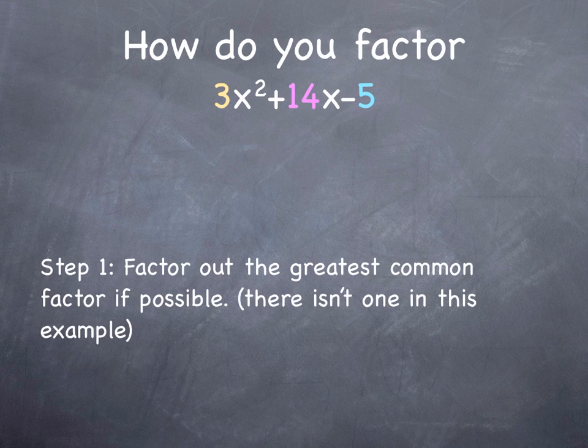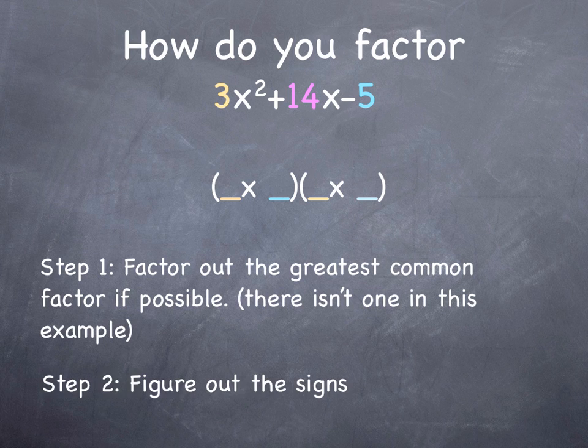Well, the first thing we need to do is look at all three of the terms and ask, is there any common single factor that we can factor out of all three of them? In the example shown above, there isn't. There is no common factor to all three of those terms, so there's nothing we can factor out. The second thing we need to do is to think about what we're really trying to do, which is to unFOIL. We're trying to go backwards to two polynomials that we could FOIL together.